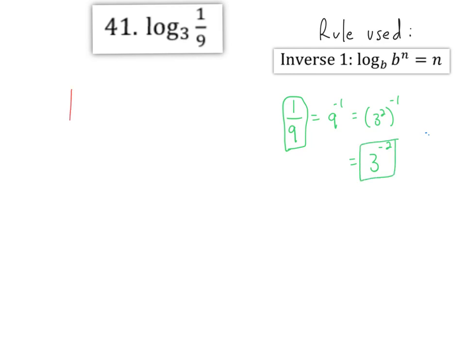Okay, so that means that this log base 3 of 1/9 is the same as log base 3 of 3 to the negative 2. And now since these bases match, using this inverse rule, the answer is just the exponent. So the answer is just negative 2.